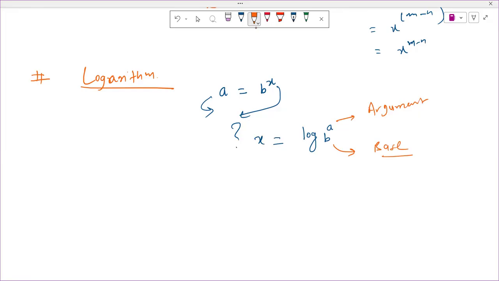So a is the argument, b is the base, and x is what is called log of a with base b. This is the representation of this particular thing in a different way. If someone asks what is the power on b that makes this whole term equal to a, then x is equal to log b a.